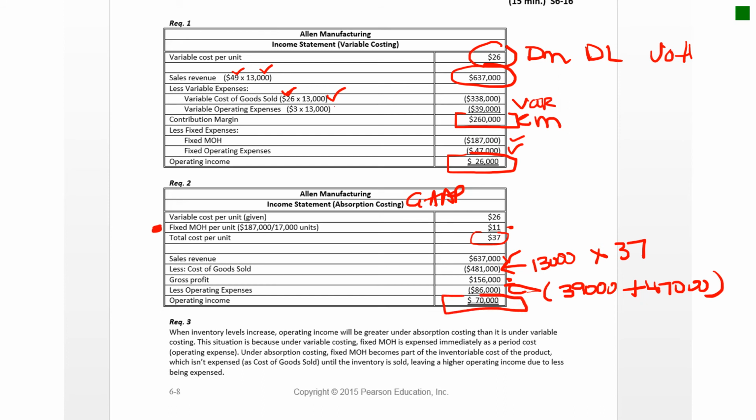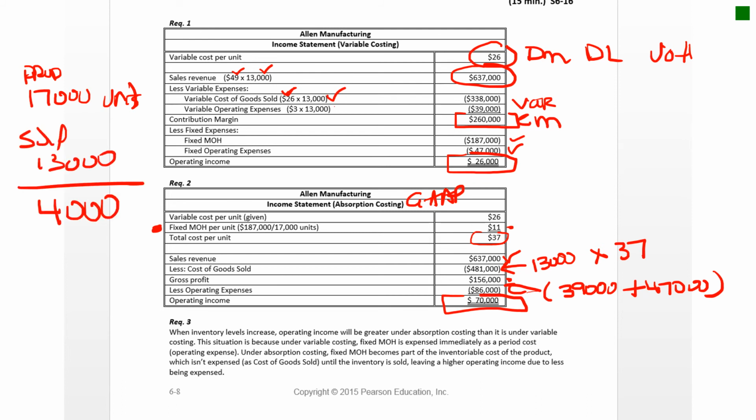So notice in this case we have a difference between 70 and 26,000. The reason, if I go back, is that they produced 17,000 units and they only sold 13,000. So that says we have 4,000 units in inventory. If you multiply that by this fixed overhead per unit, which is 11, that gives you right at $44,000, and you'll note that is the difference between the 70 and the 26. There's your $44,000 difference. The idea is that under GAAP, you would only expense these $11 if you sold it.